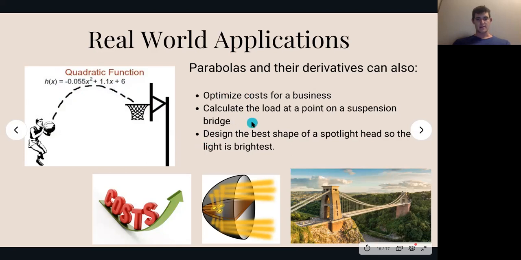Some other applications: optimize costs for a business. That will be a parabolic up curve there. Calculate the load at a point on a suspension bridge. There we go, we have a much wider, but still perfect parabola there. Applications can go as far as designing the best shape of a spotlight head. So if we have a perfectly calculated parabola right here, then the light will bounce off and produce the most light coming out of the head. So parabolas and optimization is all around us, and it all starts with basic x squared, knowing how to calculate derivatives.